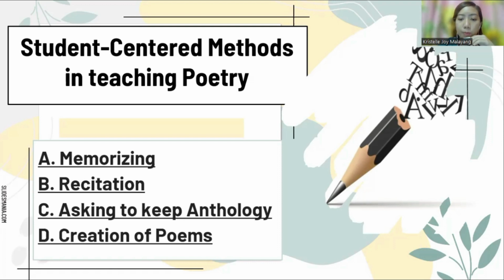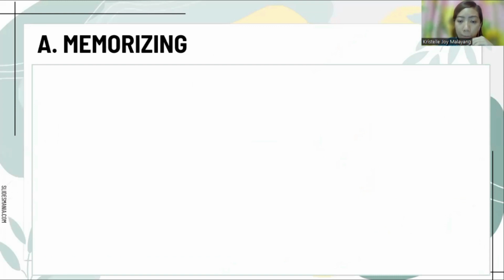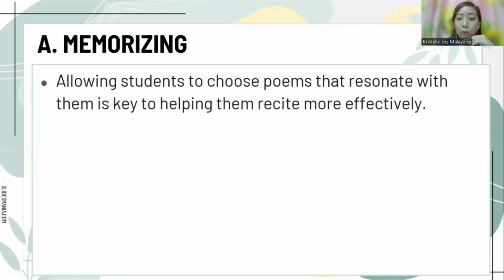Okay, so the first method is of course memorizing. This is one of the oldest pedagogical methods of teaching poetry. This method is suitable for students to develop an attitude towards learning poems. First, the teacher will allow their students to choose poems that resonate with them in the first place. This is one of the keys to help them recite more effectively, because they can easily memorize the poems once the poem itself speaks their own emotions or feelings.